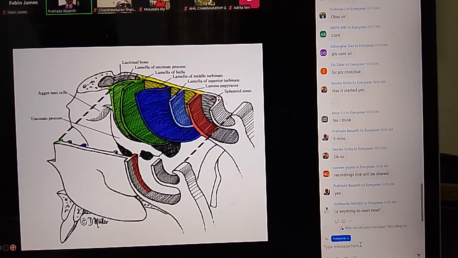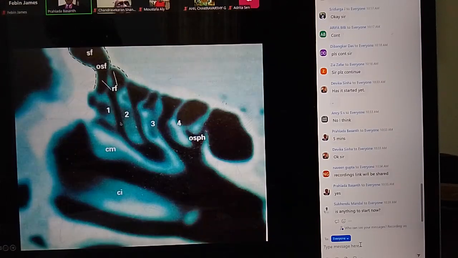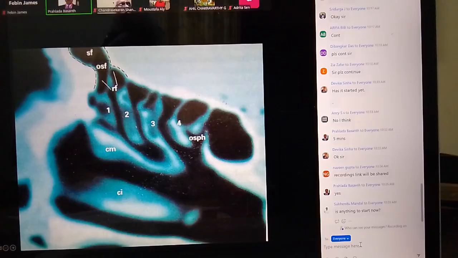Somebody asked me a question about the fundamental lamellas of the lateral wall of the nose. Though they are very important, this also depends a lot on embryology. The first lamella is the uncinate process, and next the bulla lamella. Then the lamella of the middle turbinate, the lamella of the superior turbinate, and the anterior wall of the sphenoid sinus. These are the fundamental lamellae that we should be able to identify in a sagittal section.